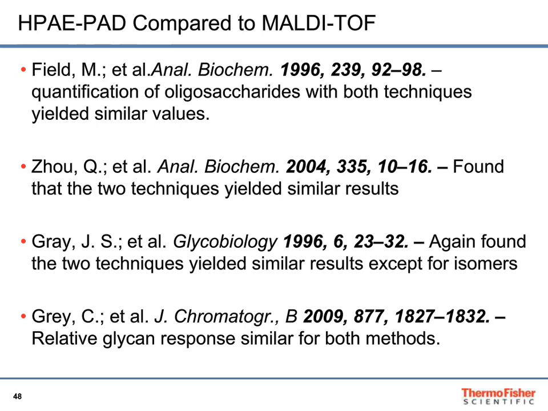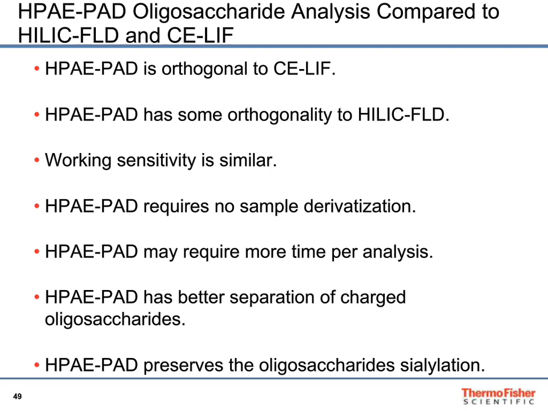Now, what was pointed out in at least one of the papers is that HPAE-PAD could separate isomers. I've shown you isomer separations, and because isomers are isobaric, you don't get that information from the mass spectrometer in this case, because you're not getting any kind of cleavages. So we're getting a little bit more information from the HPAE-PAD, but essentially they're yielding the same response. Now, if we compare HPAE-PAD to HILIC chromatography with fluorescence detection, or capillary electrophoresis with laser-induced fluorescence.